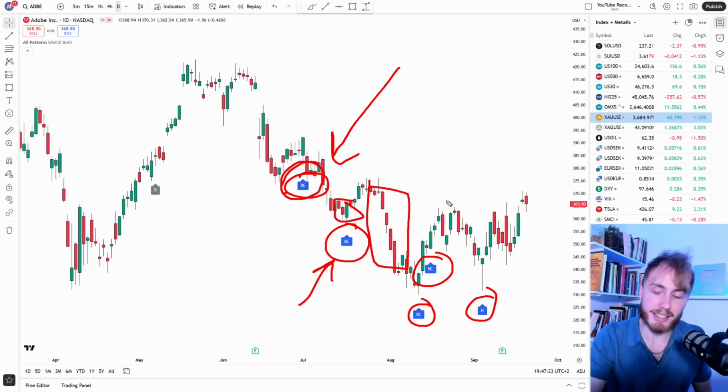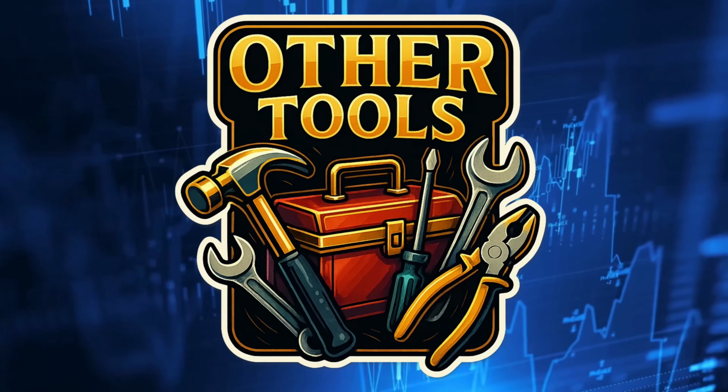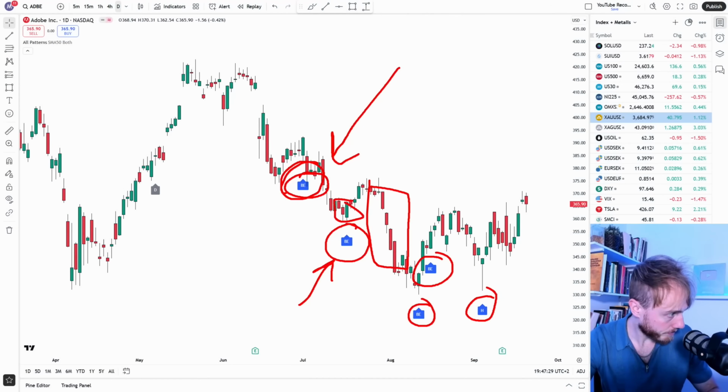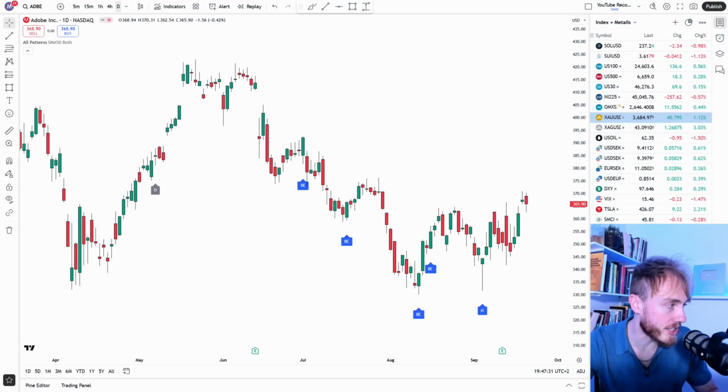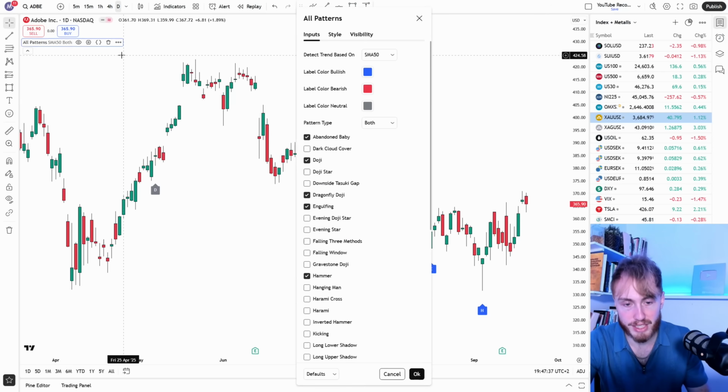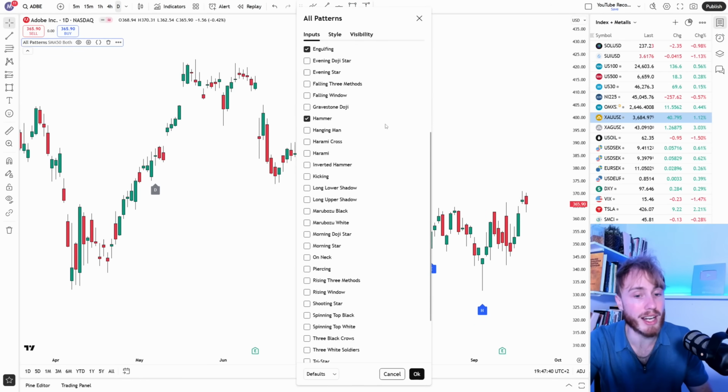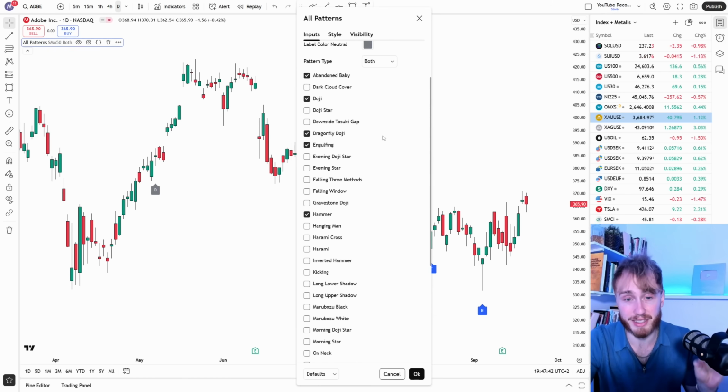And secondly, you need to combine these signals with some other tools that I will show you. But let's begin here by changing the settings. To do this, we go up here to where it says settings. And the first thing you can notice is that if you scroll down, you have tons of different candlestick patterns.